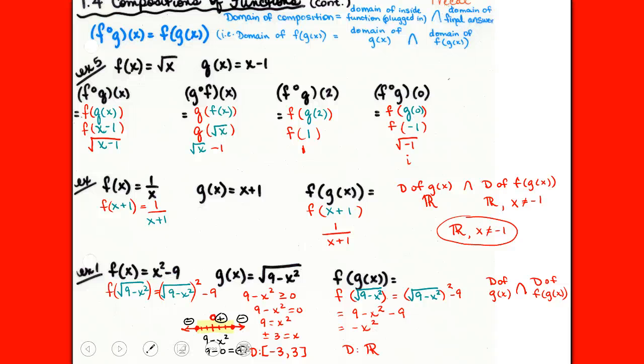So if I am looking for the intersection of negative 3 to 3 and all real numbers, then my domain is going to be negative 3 to 3. And that's why the 4 didn't work when I put it in, because it wasn't in the domain. Okay? So those are our compositions, and again, like we saw yesterday, the domain is really the trickiest part to those.